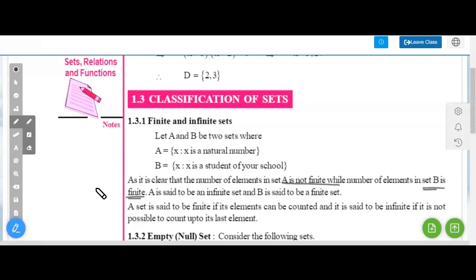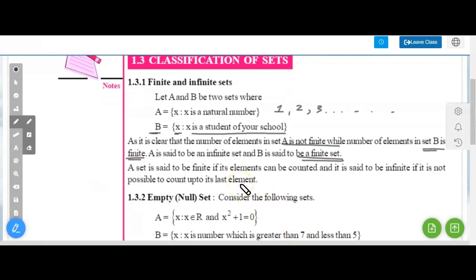What is the meaning? Let's check. Set A is x, where x is a natural number. If you take natural numbers, it starts from 1, 2, 3 and it continues till infinity. That is a set of natural numbers. So you don't have a fixed number of elements here. But if you take set B, where x is the number of students of your school, the number of students in your school is the limitation, so it is finite. So it has a fixed number of students. So that type of set is known as a finite set. The first one is known as an infinite set.